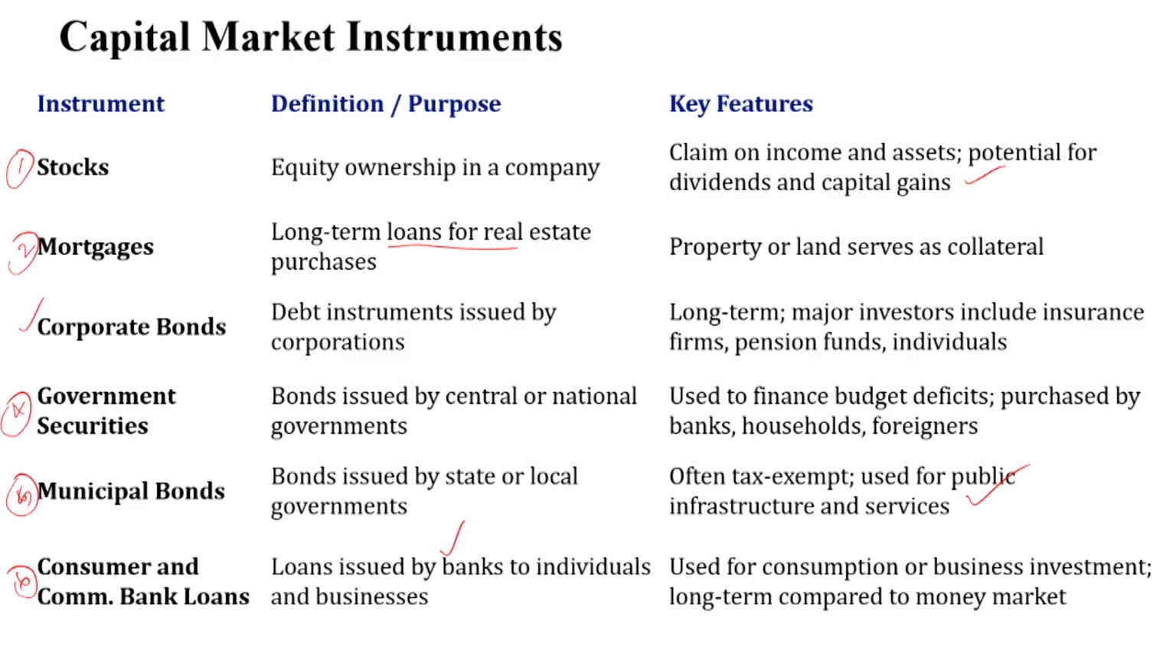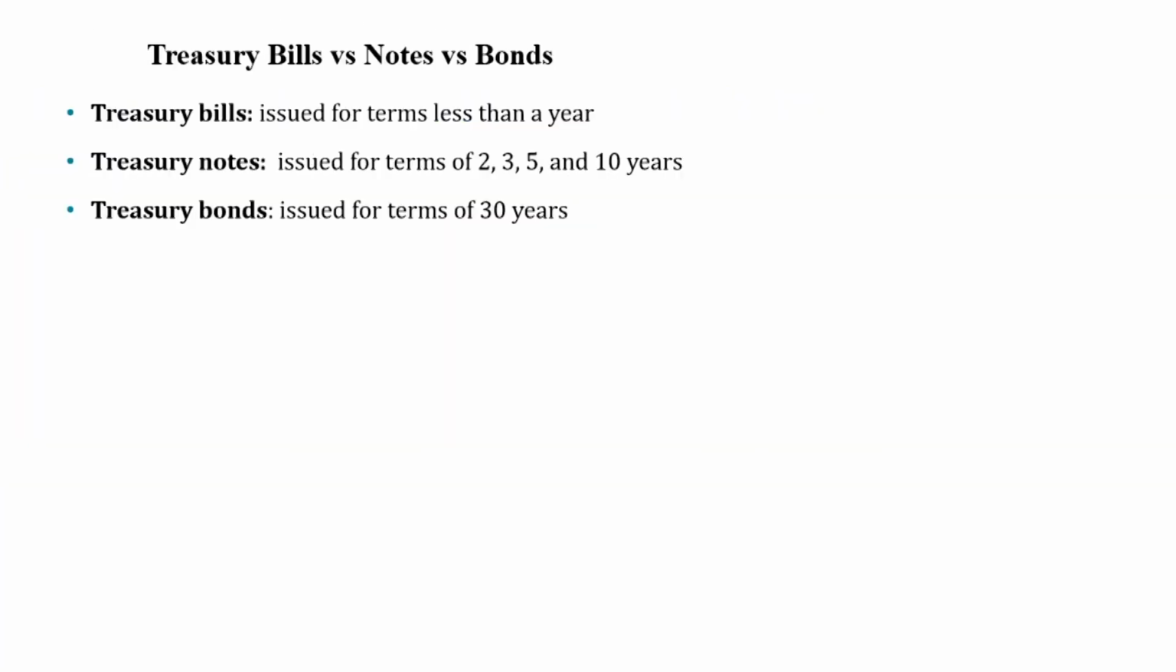Let's also make a distinction between the terms I have mentioned repeatedly: treasury bills, treasury notes, and treasury bonds. Treasury bills are issued for terms less than a year, treasury notes are issued for terms of 2, 3, 5, or 10 years, and treasury bonds are issued for terms of 30 years.